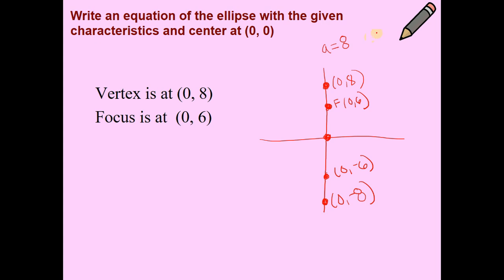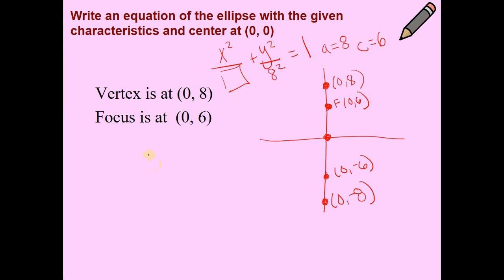Which one was it? That was my focus. B was co-vertex to center. A was vertex to center. C is focus to center. So that tells me my c value is 6, right? Because it's 6 units away. I don't know my b value. So if I start writing out my equation of my ellipse here, I know that I have a vertical major axis. My a value, how much I'm going in the y direction, is 8 squared. I need the b. I don't know what b is, right?